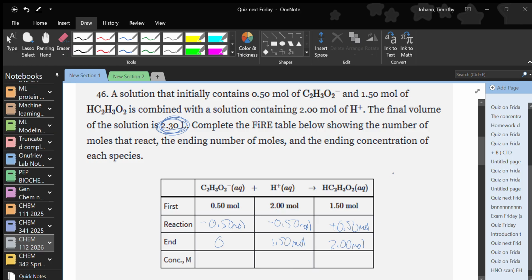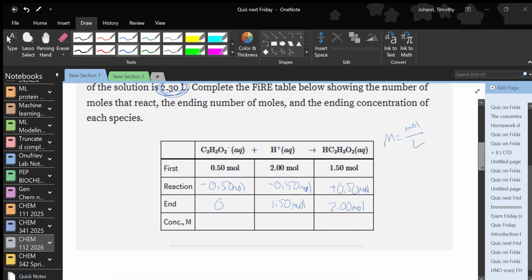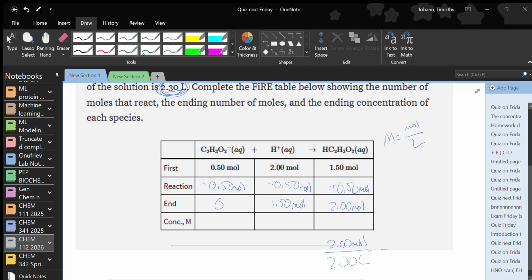Remember that molarity is equal to moles divided by liters. It's not going away in chemistry. It's going to happen again and again and again. I'm going to scoot this up real quick. I'm remembering I've got 2.3 liters. So this one right here, for the acid, I'm going to have 2.00 moles in 2.30 liters to get my molarity. For this one right here, I'm going to have 1.50 moles divided by 2.30 liters.